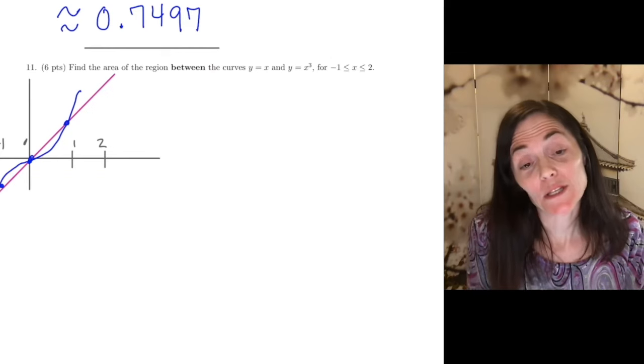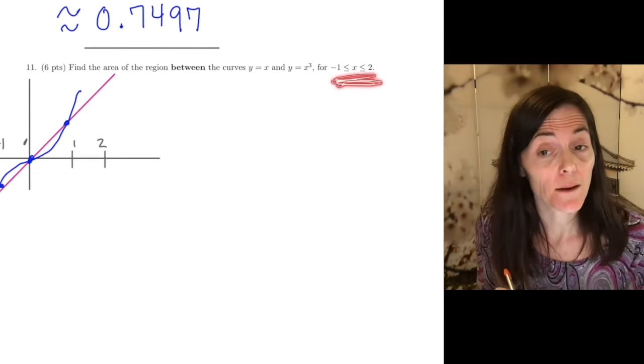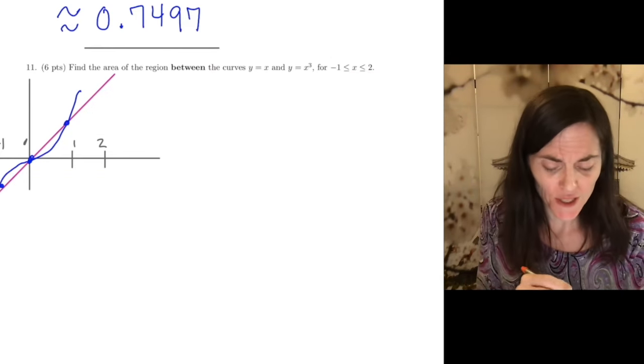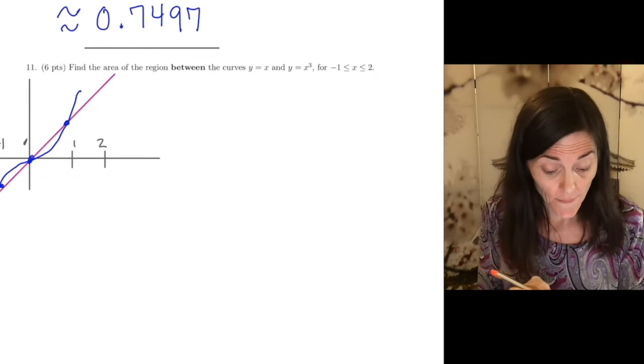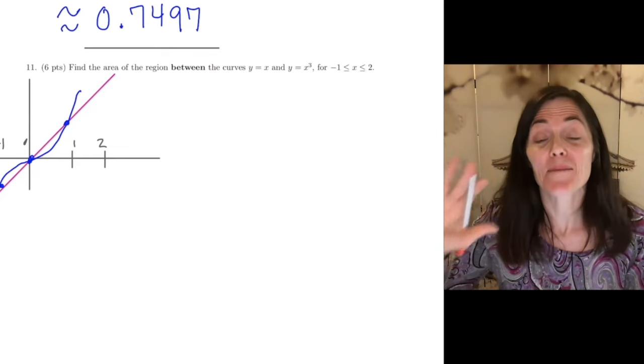This is the area between two curves on this region, -1 to 2. And my picture is not accurate. It's just a basic sketch where we see how to set up the integral.